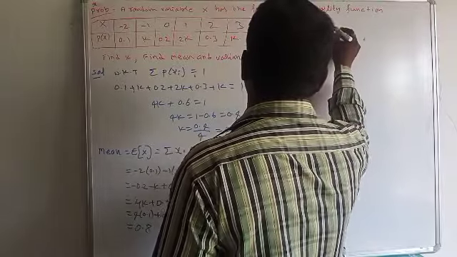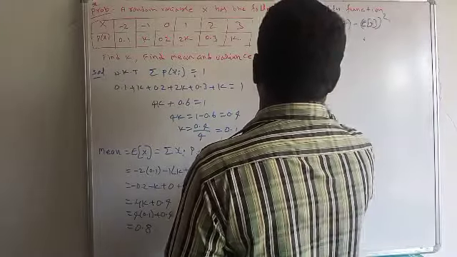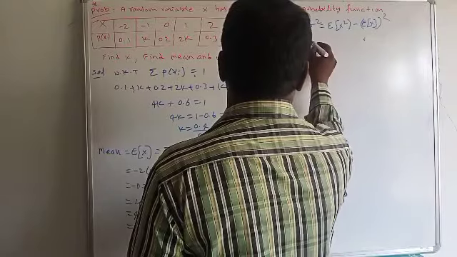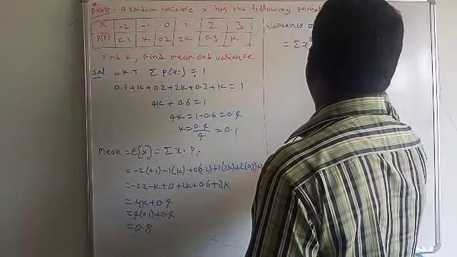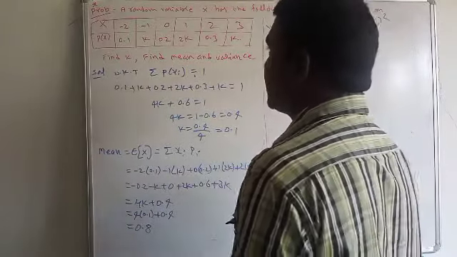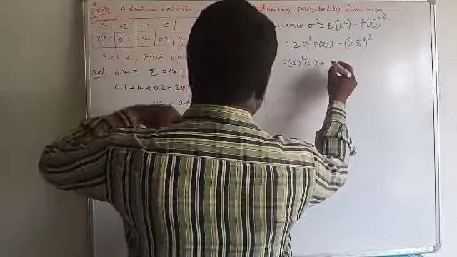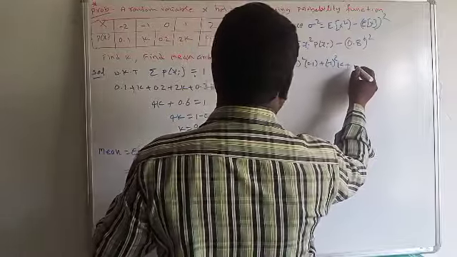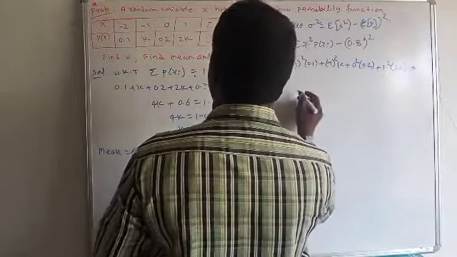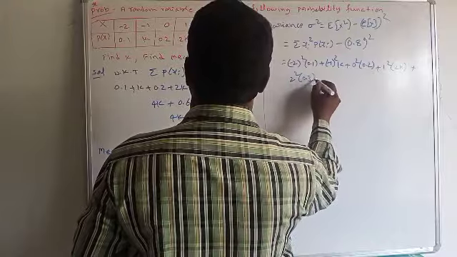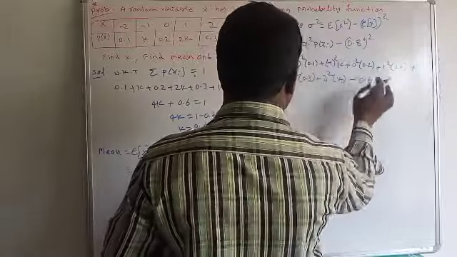Variance sigma square is equal to the expectation of X square minus the expectation of X whole square. The expectation of X square is the summation of xi square into p of xi, minus the expectation of X whole square, which is 0.8 whole square. This implies minus 2 whole square into 0.1, plus minus 1 whole square into k, plus 0 square into 0.2, plus 1 square into 2k, plus 2 square into 0.3, plus 3 square into k, minus 0.64, since 0.8 whole square is 0.64.